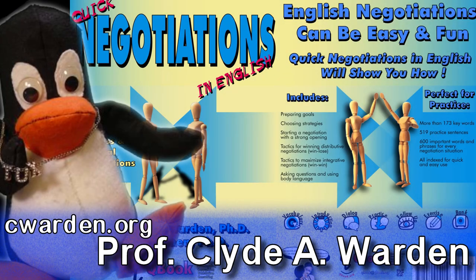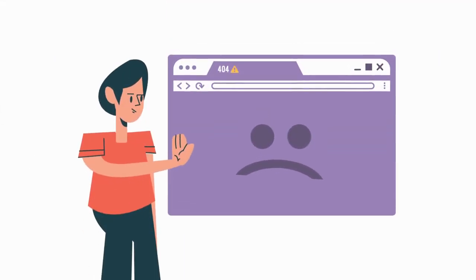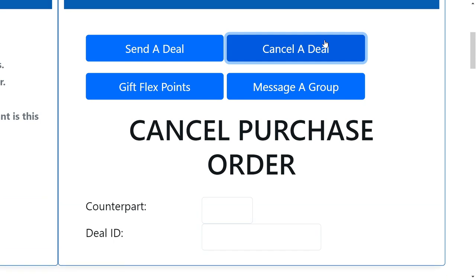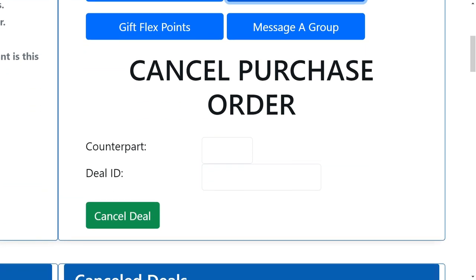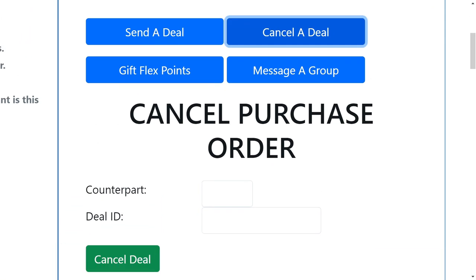All right, we're looking at canceling a deal, which is kind of a special case, but it does happen. Remember, when we cancel a deal, it's very simple. You press the button and you need to put in the group number that you're making a deal with, the other group, not your group, the other group, the counterpart, and the deal ID. You have to get the ID correct.